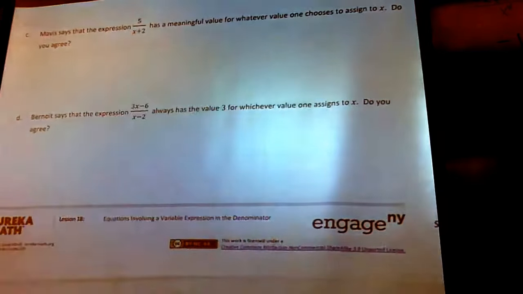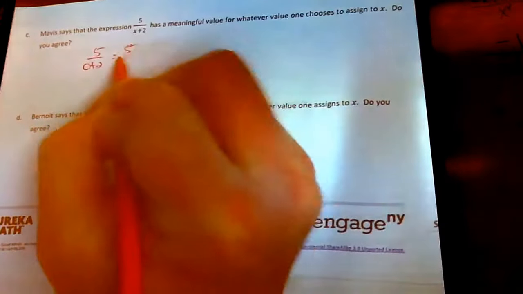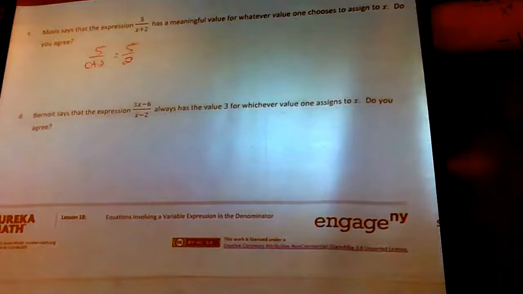It makes sense. Do you think we could pick any number we want and put it for x and it'll make sense? Yes. There is one number that will not work. 0? Nope. 5 over 0 plus 2 is equal to 5 over 2, that's 2.5. Good guess, though. 5? 5 over 5 plus 2 is 5/7.